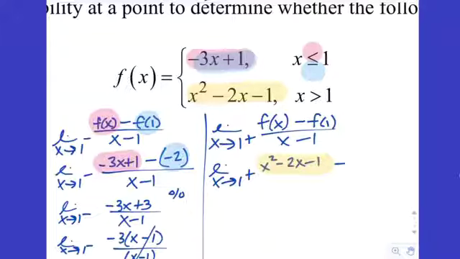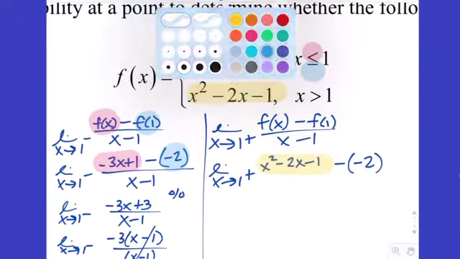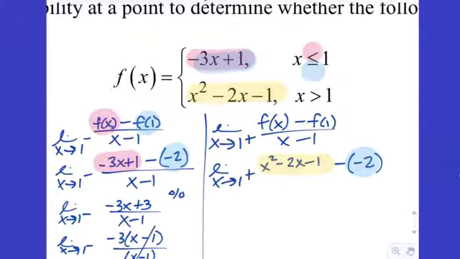But what is still f of 1? It's still negative 2, meaning you still have to plug it in to the top piece if you're going to evaluate it.